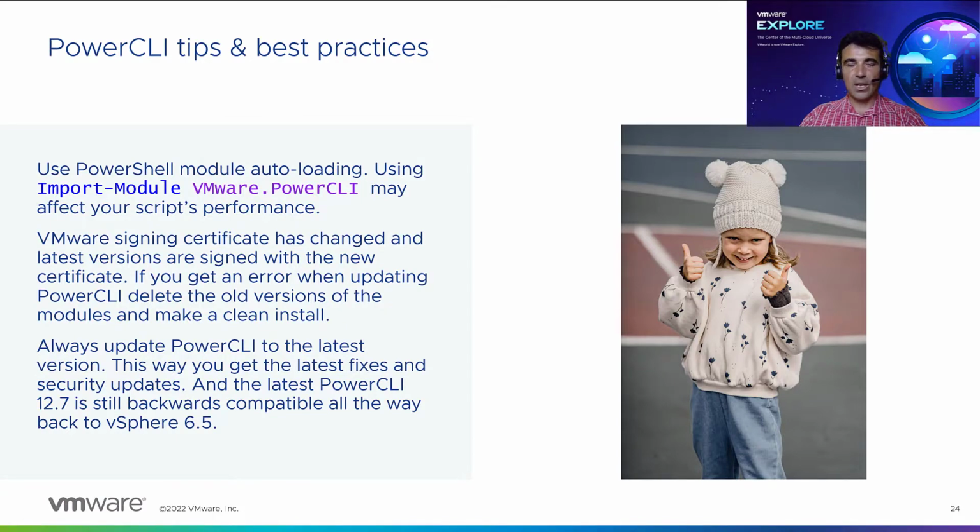Also, we continue to advise you to always use the latest version. This way you'll get the latest fixes, the latest performance improvements, the latest security updates, and even the latest PowerCLI 12.7 is still backwards compatible all the way to vSphere 6.5. So there is no reason not to use the latest version of PowerCLI.